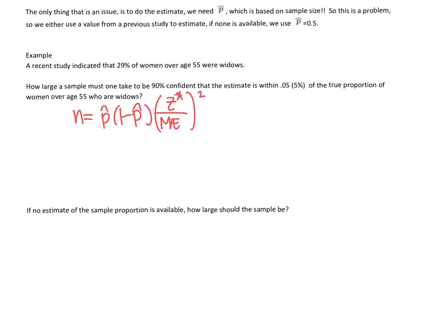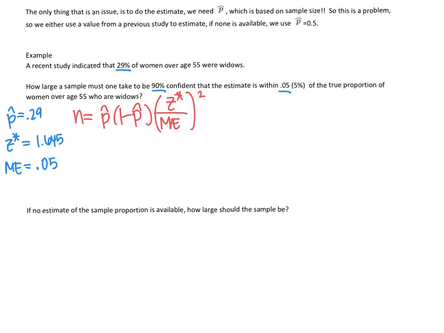So we need to identify our information. So we know that the recent study indicated 29% were widows. So p hat is 0.29. Our critical score is based on our confidence. So if we want to be 90% confident, that would be 1.645. And then our margin of error comes from the 0.05.